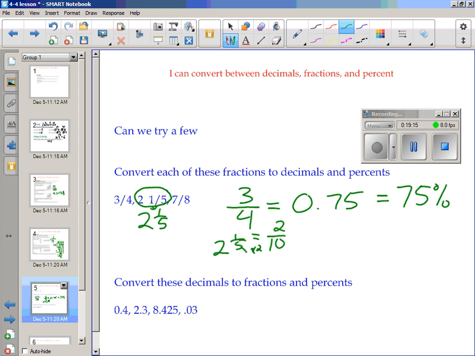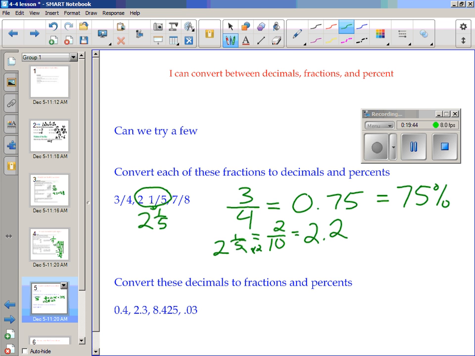And guess what? That's what we're going to be doing very soon: writing equivalent fractions. And as long as we understand that it's only multiplicative, that means that we can only multiply or divide. We can't add or subtract. So now that I have it into tenths, I can say 2 and 2/10. Guess what that looks like as a decimal?